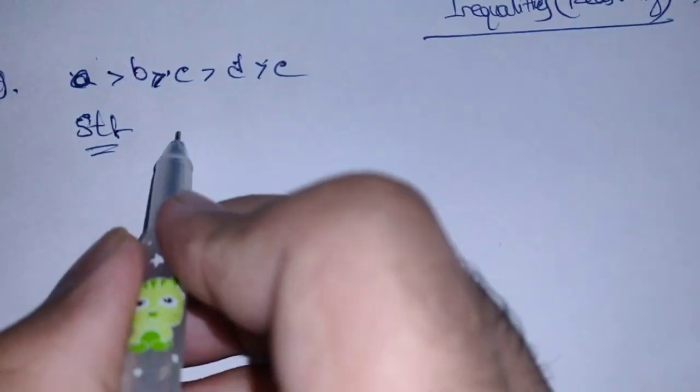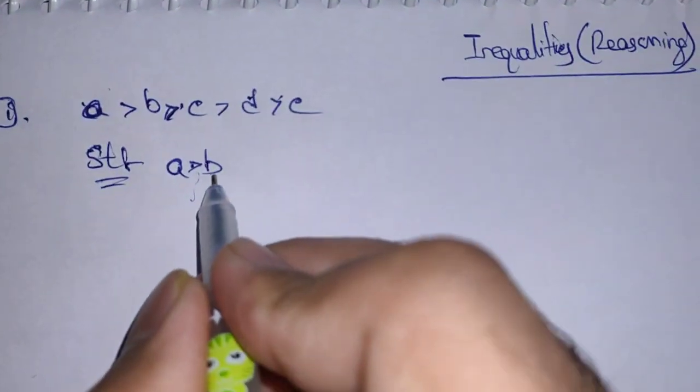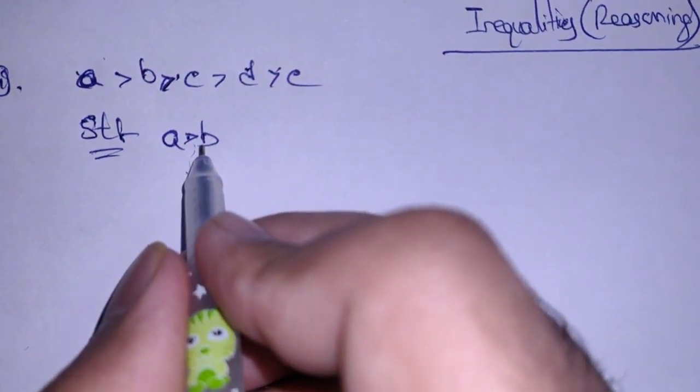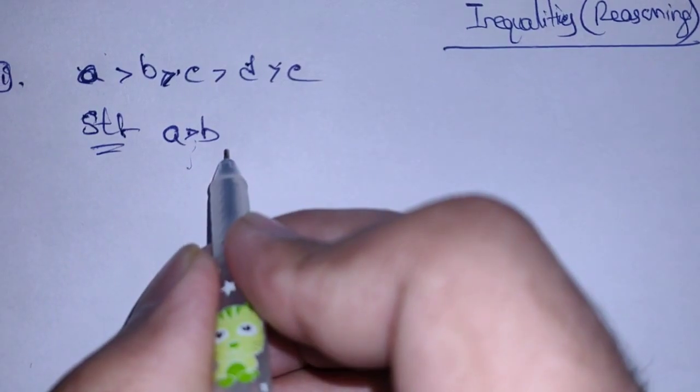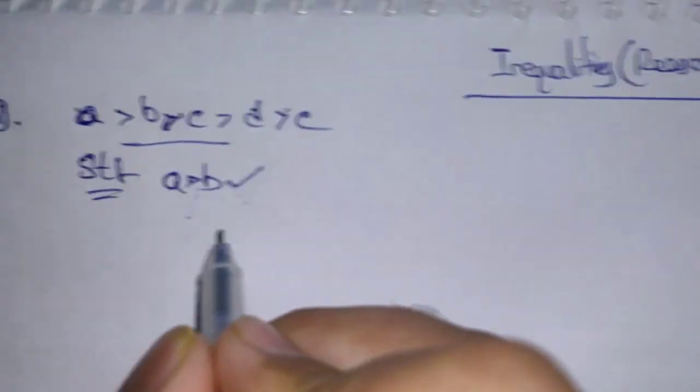So the statement will be like this: a greater than b, and they will ask whether it is true or false. So you have to say whether it is true or false. A is greater than b. Here you can see a is greater than b. It is true. So it is a simple question. We will go with another.